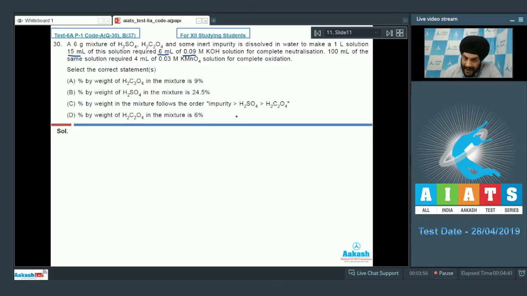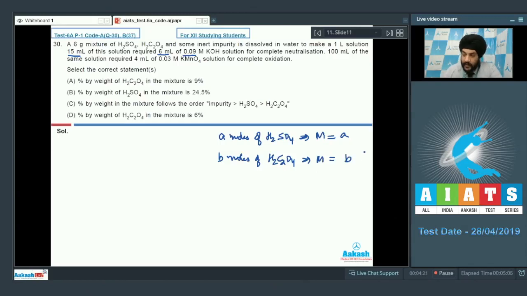So let us assume that we have A moles of H2SO4 dissolved in 1 liter and we have B moles of H2C2O4 dissolved in 1 liter. So the concentration comes out to be equal to A molar, whereas the concentration of H2C2O4 comes out to be equal to B molar. Now if we talk about the reactions which are given to us, the first reaction is with KOH. So students, both of these can behave as acids and they will both be neutralized by the KOH solution. So the molarity is known to us.